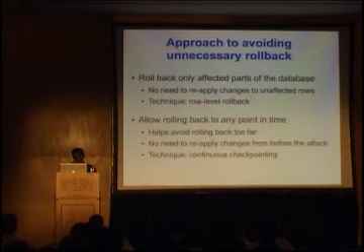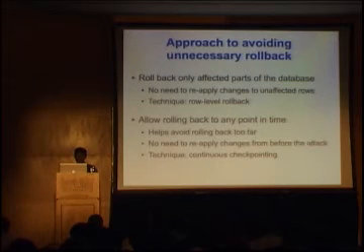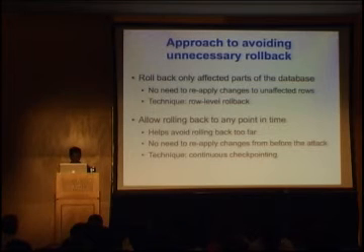And our approach to avoiding unnecessary rollback involves two parts. The first part is to roll back only the affected parts of the database, only the parts of the database that are necessary for repair, so that we don't have to reapply changes to unaffected rows. The technique we use for this is a precise row level rollback. And the second part is to allow rollback to any point of time so that we don't roll back too far and need to reapply changes. The technique we use to do this is continuous checkpointing.